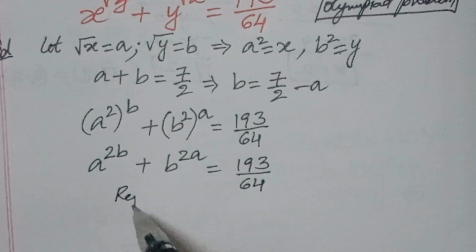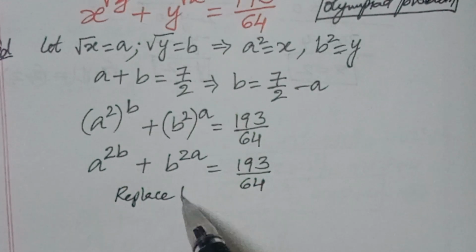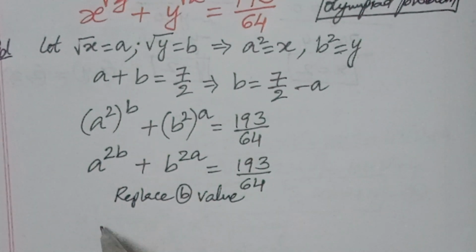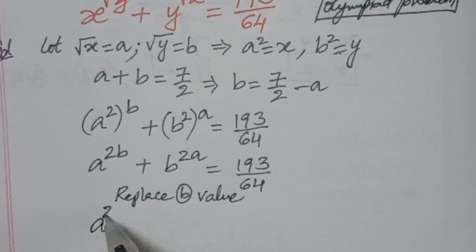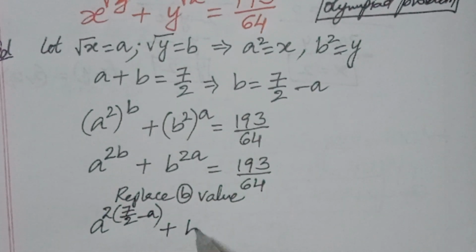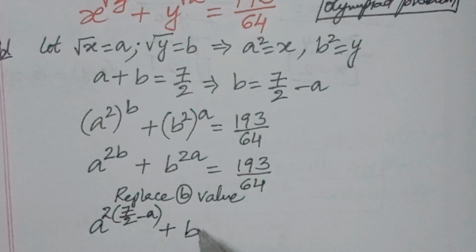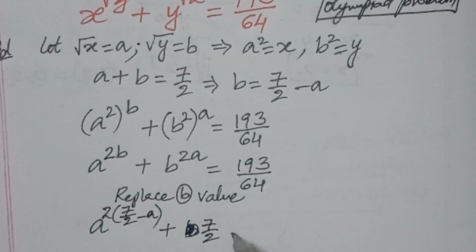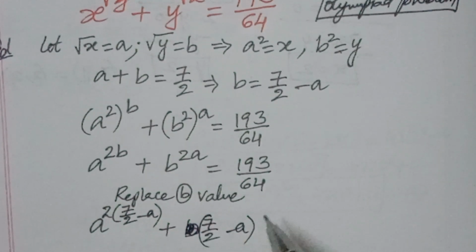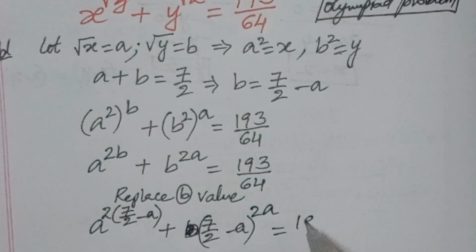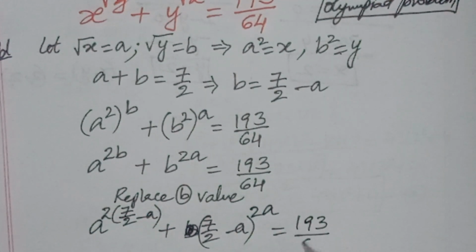Now replace the b value. So replace b here: a to the power of 2 into 7 by 2 minus a, plus b to the power of, b means here you are having 7 by 2 minus a, whole to the power of 2a, is equal to 193 by 64.